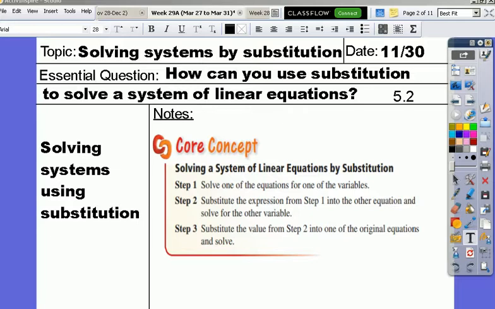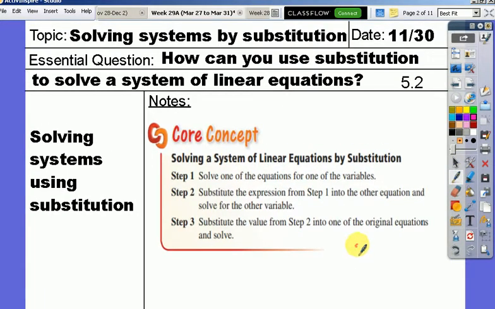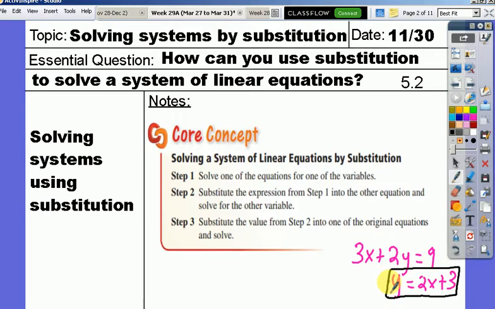The trick is when you see a system with a variable that is already by itself. For example, if you see a system that has 3x plus 2y equals 9, y equals 2x plus 3. If one of these has something already by itself, then you want to use substitution, because we're going to learn elimination as well. So for substitution, you want to do something like that.